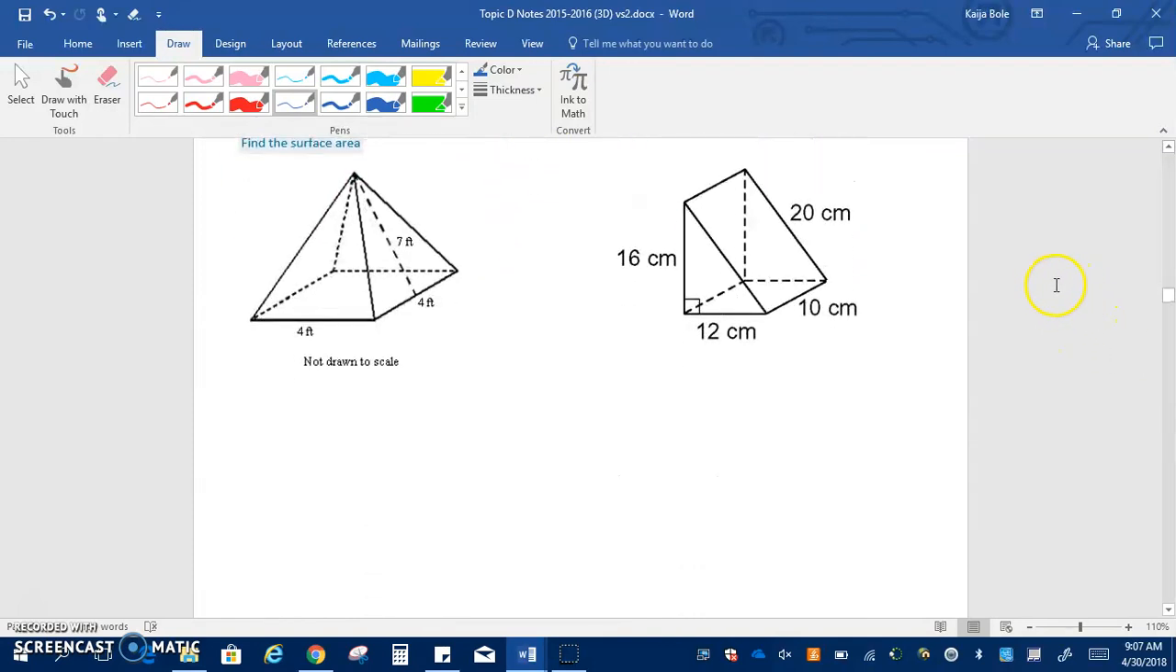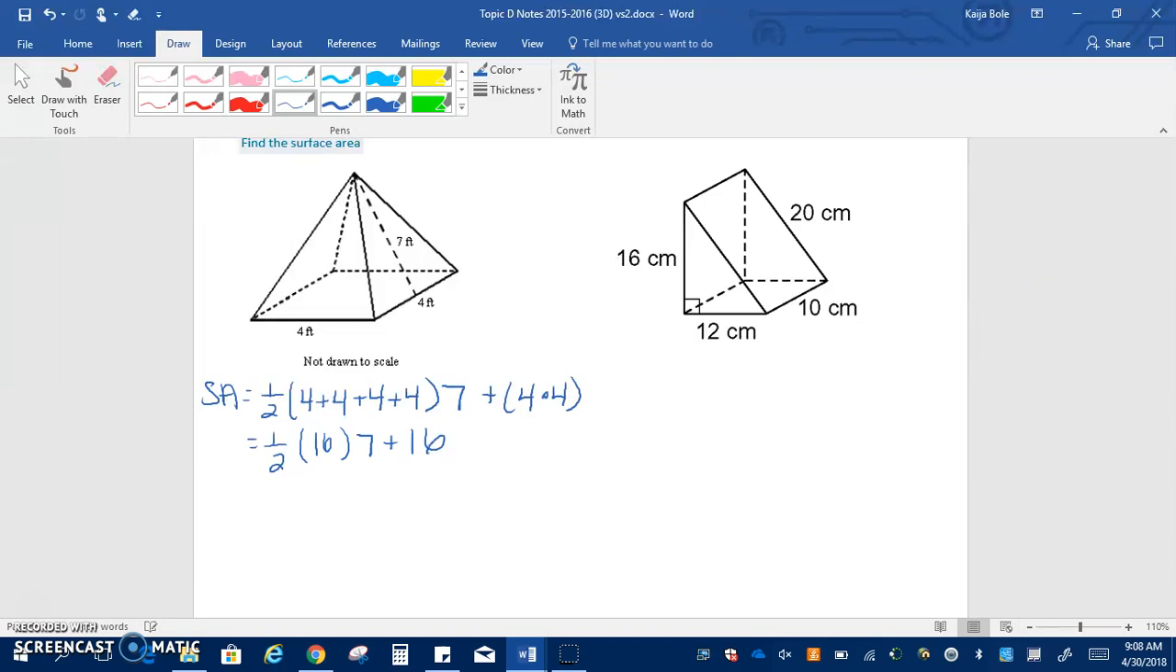So if we look at the next example here, again we have a square pyramid, so we're going to have surface area equals 1/2 times the perimeter of the base, so 4 plus 4 plus 4 plus 4, times our slant height L, which is 7, plus the area of the base, which is 4 times 4. So we would have 1/2 times 16 times 7 plus 16. 1/2 of 16 is 8. 7 times 8 is 56. So we would have 56 plus 16. And our grand total would be 72 square feet.